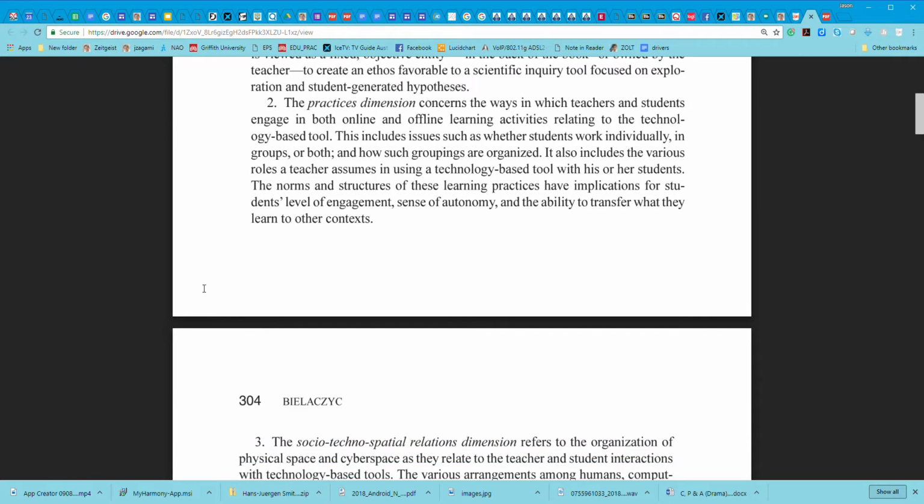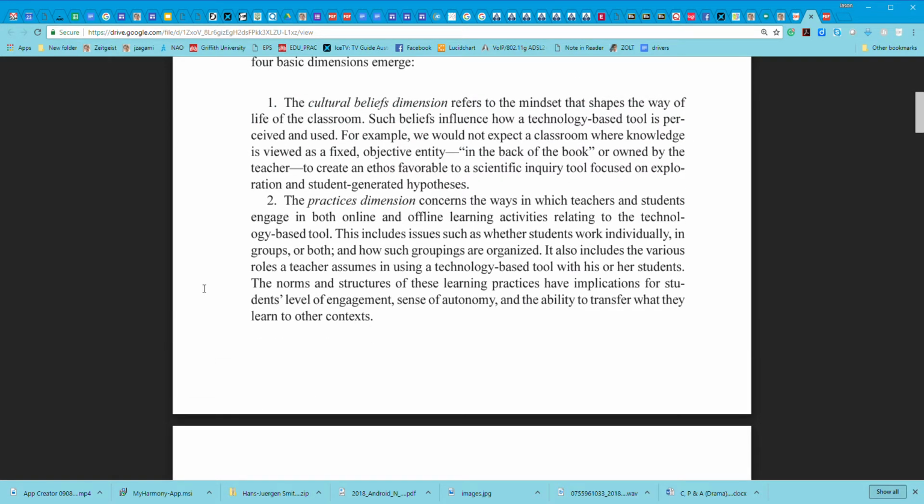Then we have a practices dimension, which relates to the way that teachers and students engage with learning activities. So whether or not they work individually or in groups, or how that all occurs in an organization. So what actually students do with the technology. Are they going to just use it at school? Are they going to use it at home when they do their own independent study or homework? Are they going to use it in working together in groups, or it might just be used for testing purposes or other aspects of the technology.